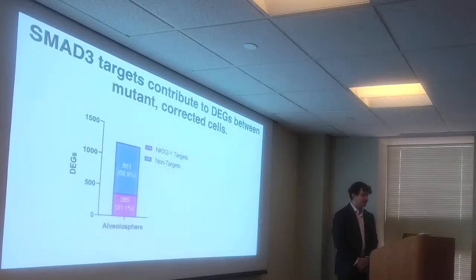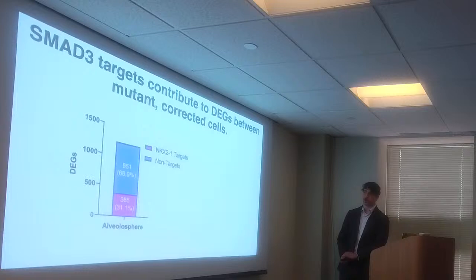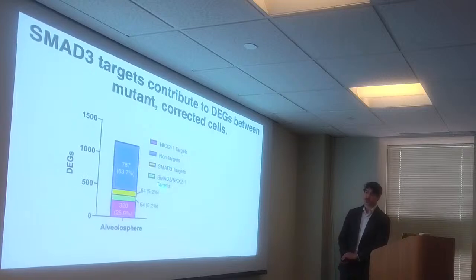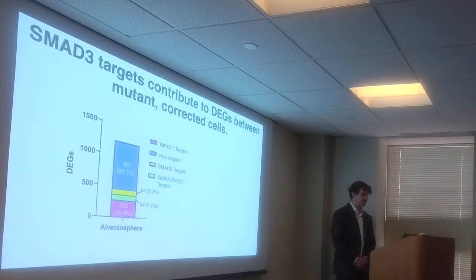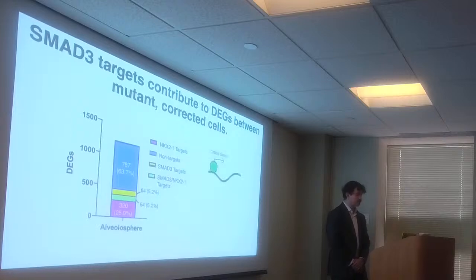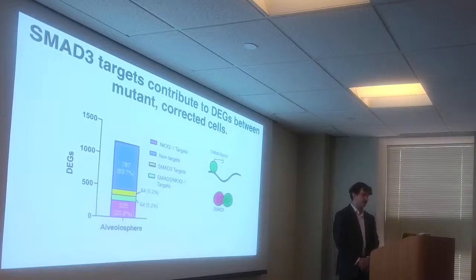So really taken together, we can add another piece of the puzzle here. And you can see here, once again, we have our original bar graph showing targets and non-targets. And now we're able to overlay SMAD3 targets and joint targets, which contribute a significant piece of the puzzle as well. So really taken together, we can see that NKX2-1 directly controls expression of a lot of really critical genes. But also, it can bind to other transcription factors, in this case SMAD3, and prevent expression of off-target programs.